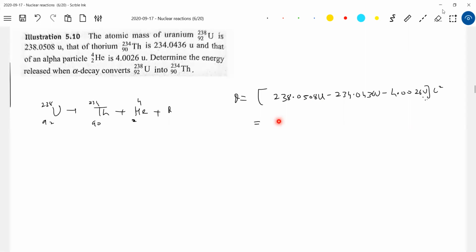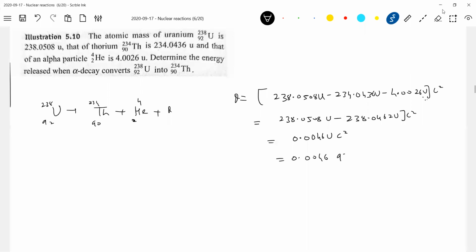This will be 2 minus 238.0462. We'll subtract these two. Minus of 238.0508. 0.0046 U C square. 1 AMU.